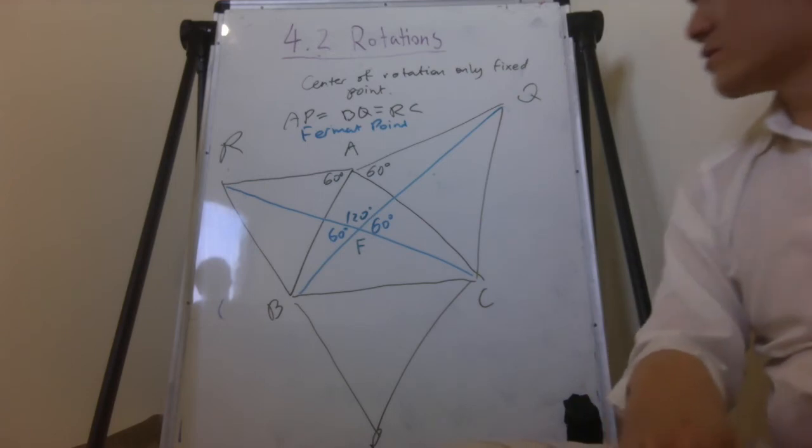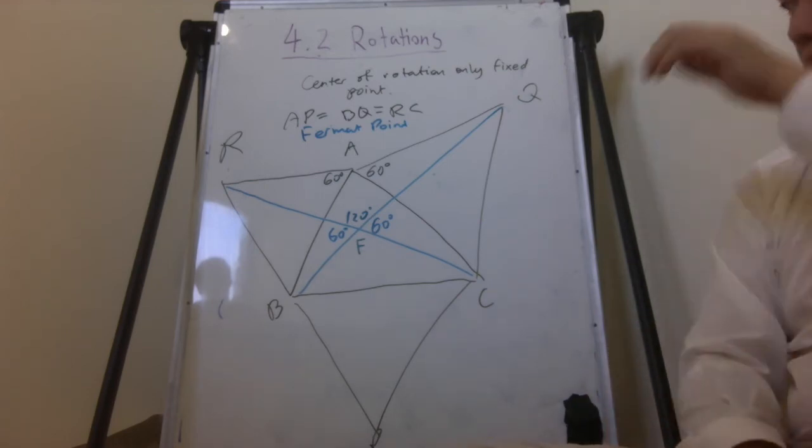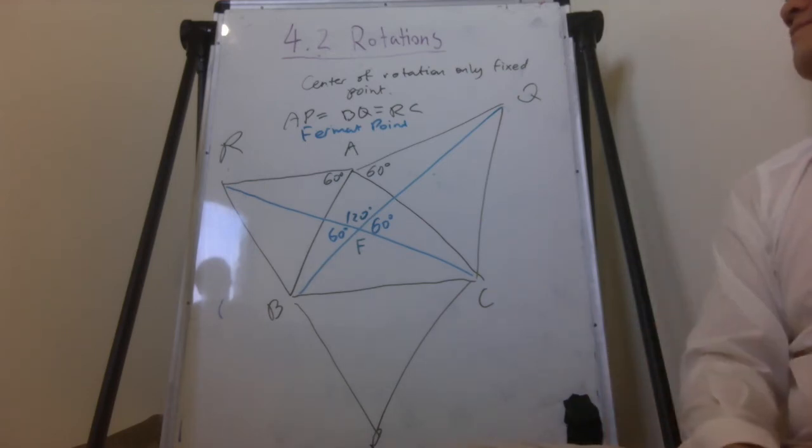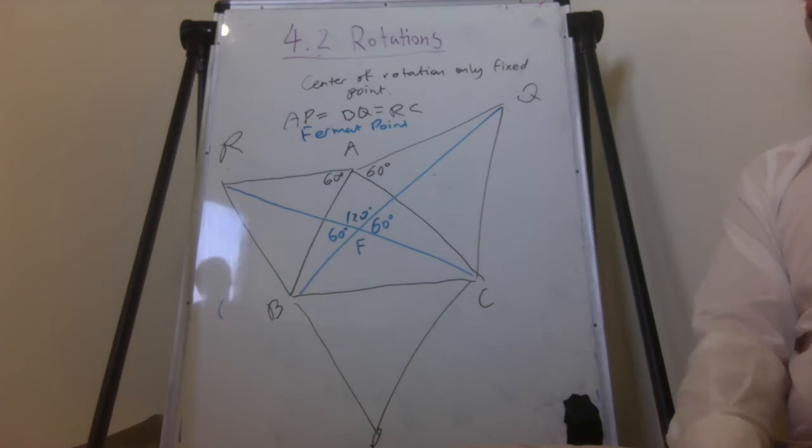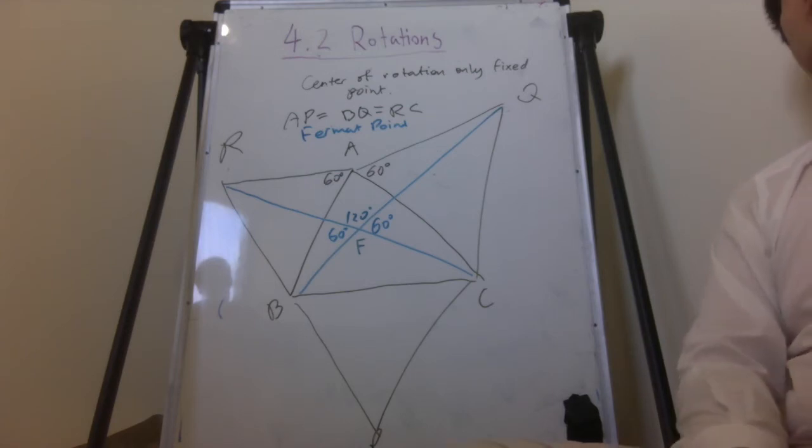Now, why must it also lie on AP? Because if there are three circles meeting at one point, we have to do the same thing for the other two circles. Mm-hmm. Yeah. I think I understand what you're saying.